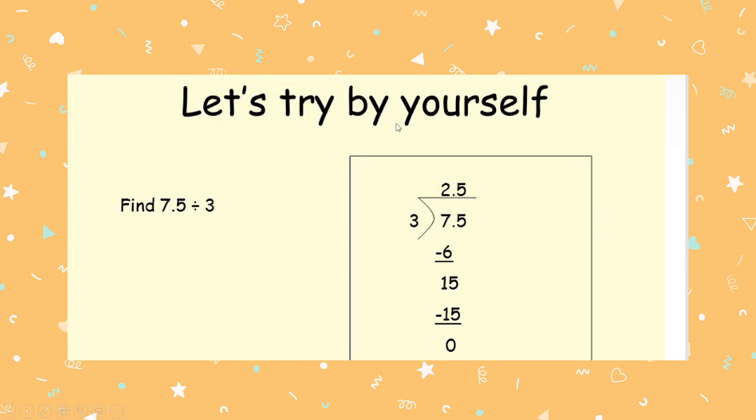So let's try it by yourself. 7.5 divided by 3. 3 times 2 will give us 6, and we subtract that will give us 1 and 5. We add our decimal point. 3 times 5 will give us 15 and 0. So what you guys have to remember is we only add the decimal point once it's necessary to bring down the decimal point number that we have here.